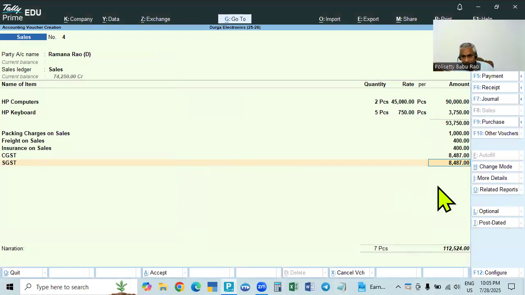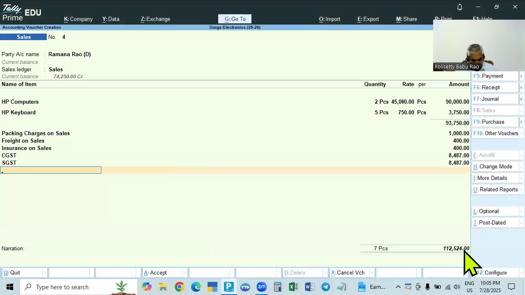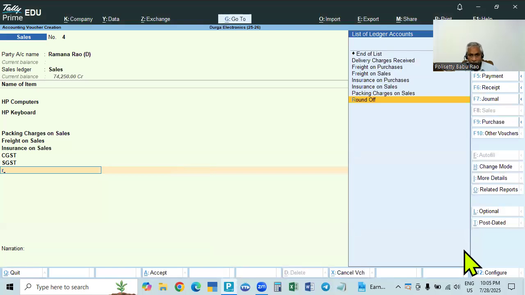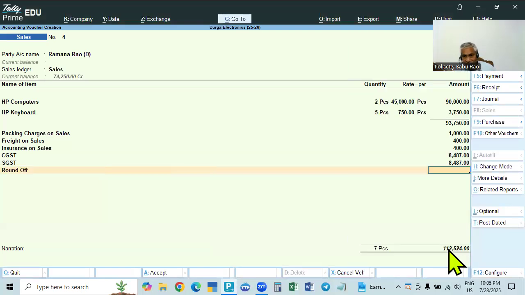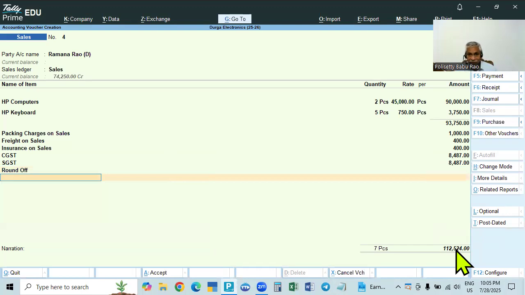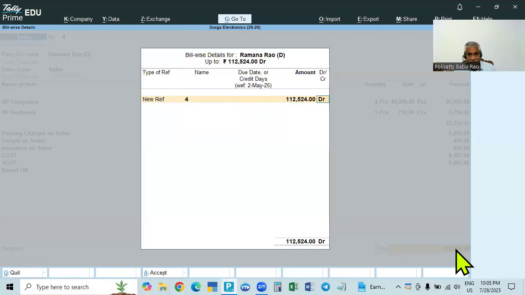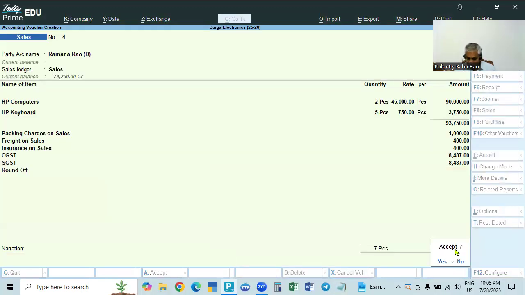The amount is already a round figure, so we did not select round off. Even if you take round off, it will not show any amount. When this voucher is accepted and you see the voucher again, it will not appear, because without value it will not accept. For example, with this new rate, accepted. See, round off is not shown. Okay, this is the method.